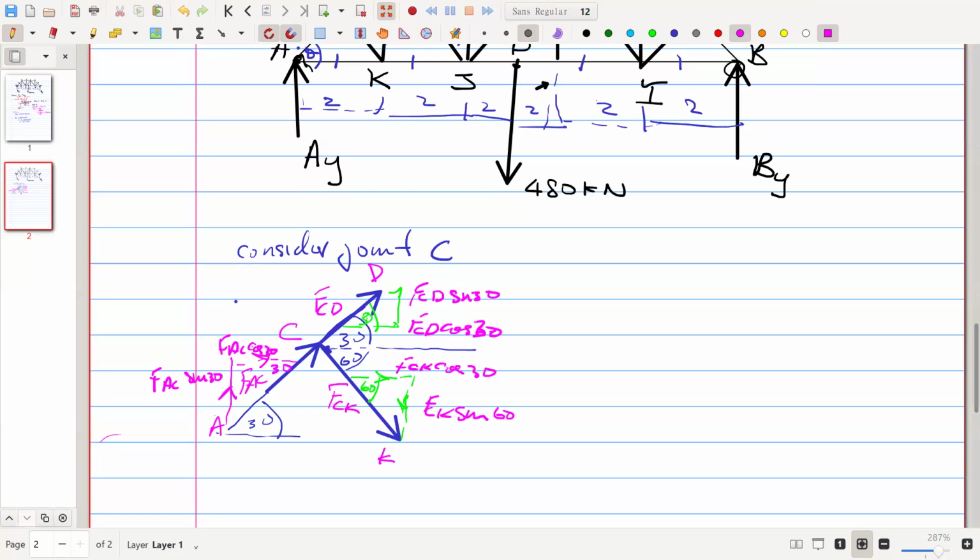What you need to do, use the same equilibrium equation. I know I'm taking up a little of your time, but just explaining how to do that.